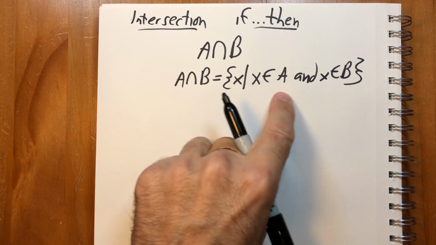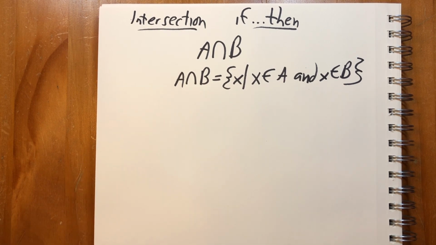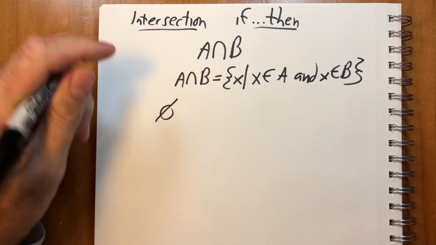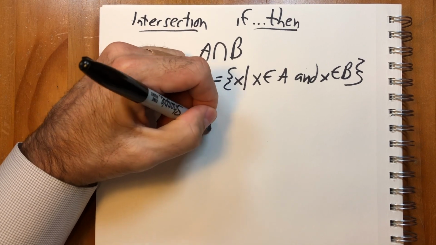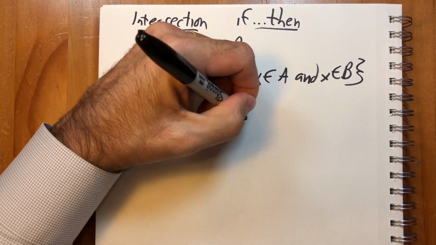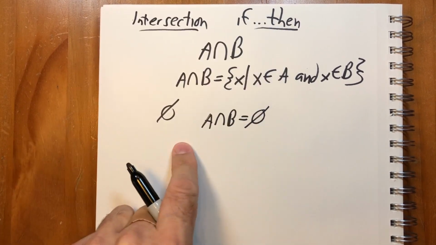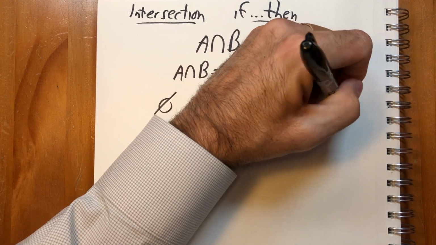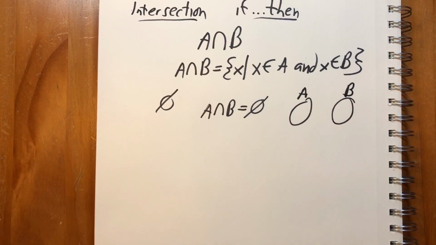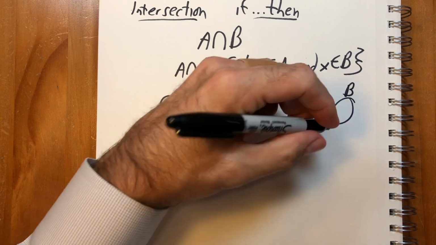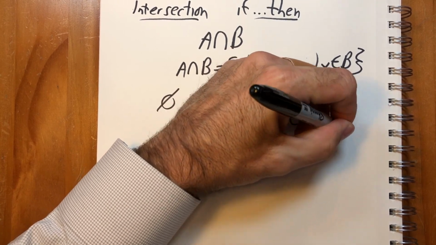In order for this to make sense, we need to have another convention, the empty set, which we denote by this, which we think of as a set having no elements. So that if A and B have no elements in common, we would say that A intersect B equals the empty set. So in Venn diagrams, it would be like this, right? They have no elements in common. We also express this fact by saying that A and B are disjoint.